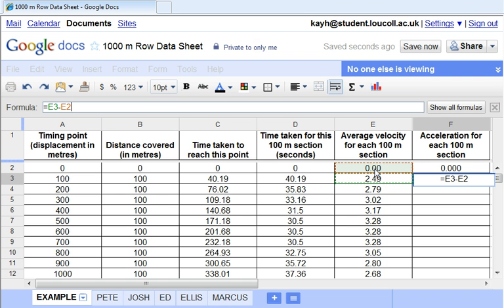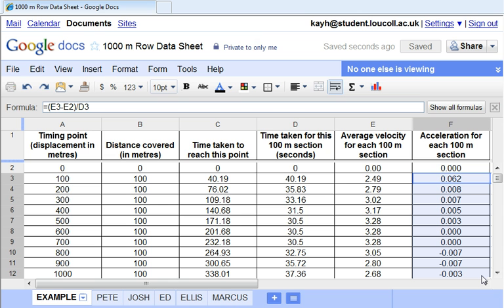And just because we want to calculate this before we divide it by time, we just need to put some brackets in there. Okay, and then our divide sign, and again we're looking at the time for that particular section, which is in cell D3. Okay, and if we press enter, there we go, there's our acceleration for that particular part of the race, and if we drag it down, it will calculate it right the way through the race, which is great.